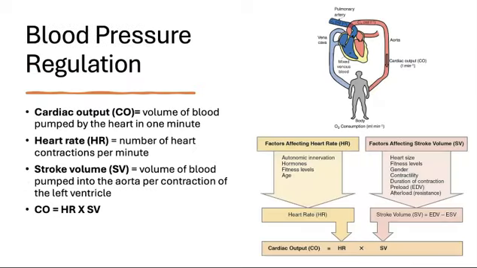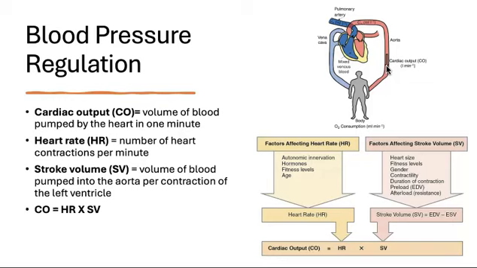Okay, the last thing we're going to talk about is blood pressure regulation. So we have this term cardiac output, or CO, and this is our volume of blood that's pumped by the heart in 1 minute. So here is our heart. We pump that blood out through the aorta, and then, like we said, it's the volume of blood in that 1 minute. And then we have our heart rate. This is the number of heart contractions per minute.